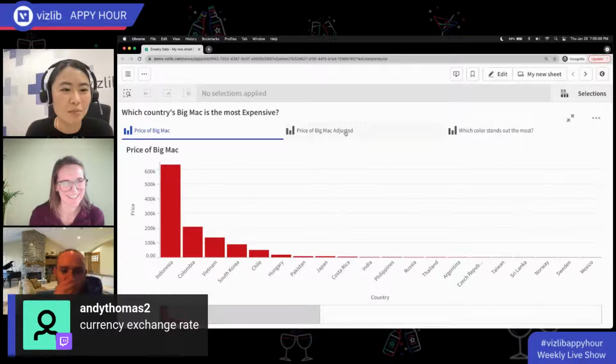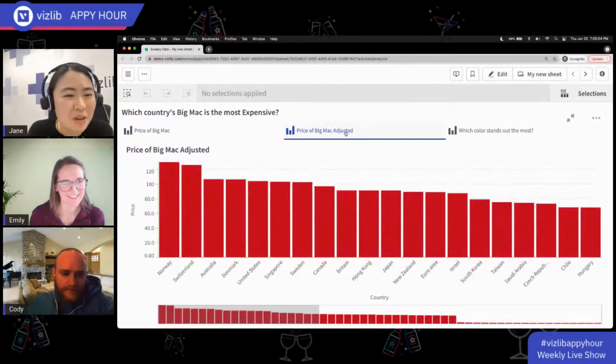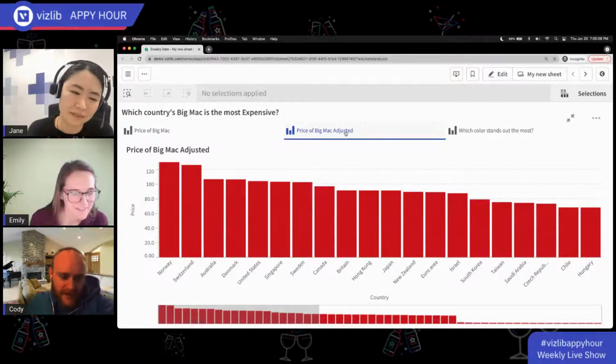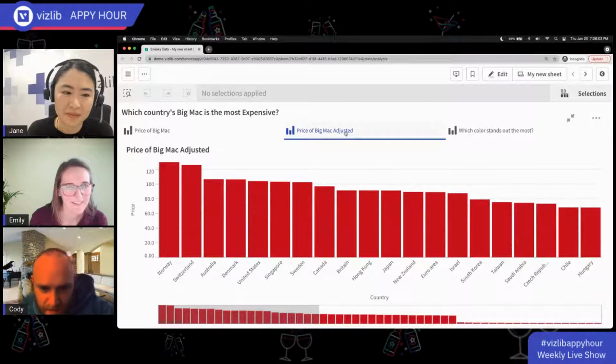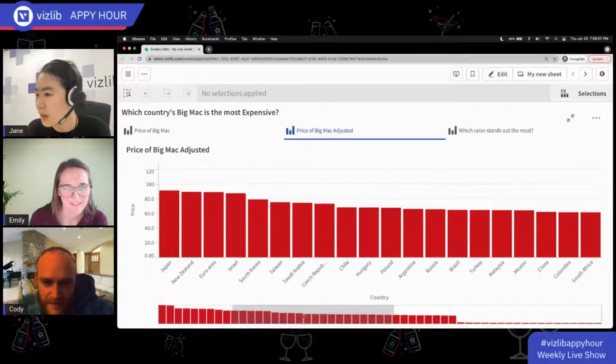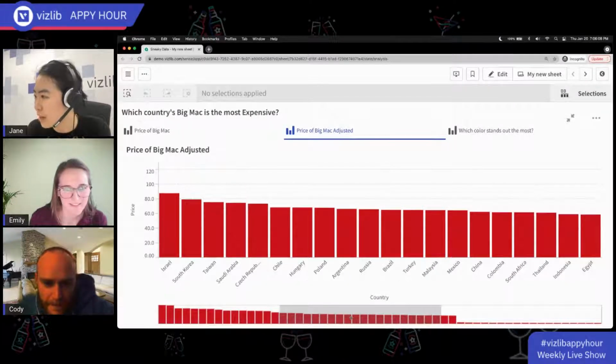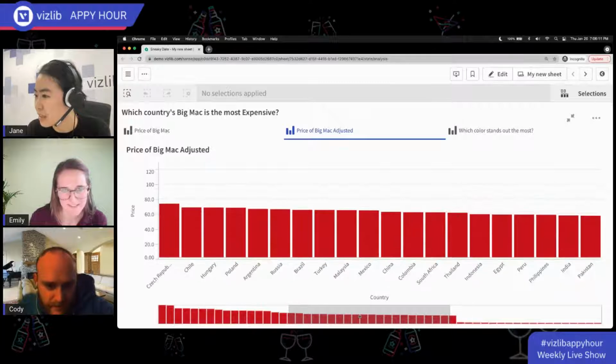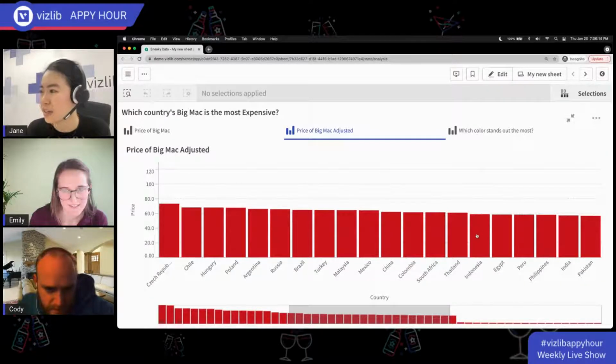Okay, but let's see the price adjusted. Now, what do you think is the most expensive? Well, this looks a little better. Yes, so now definitely normalized out. So I'm curious to see where Indonesia is now on that scale. I would almost say it's very much towards... Oh, there it is. Yeah. Right here. Wow.